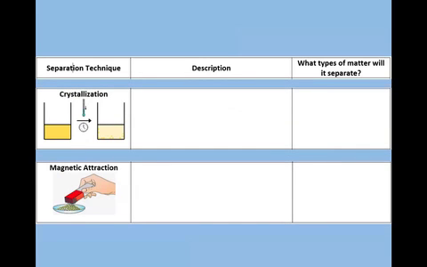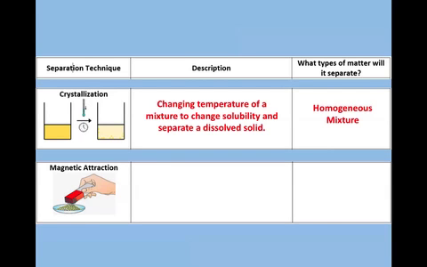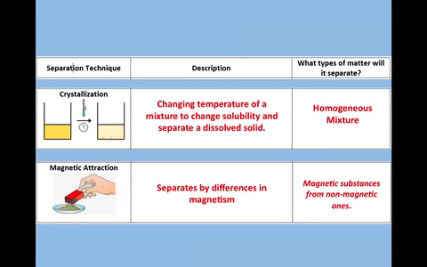There's two other less common ones that I'll just mention. So something called crystallization. So you have a mixture, a dissolved solid that's in a solution, and then you change the temperature, which will change the solubility of the solid, and then you can remove the solid that's been recrystallized in your solution. And then magnetic attraction, this is just simply separating by differences in magnetism.